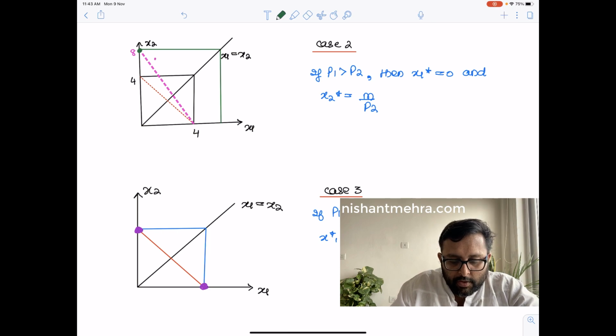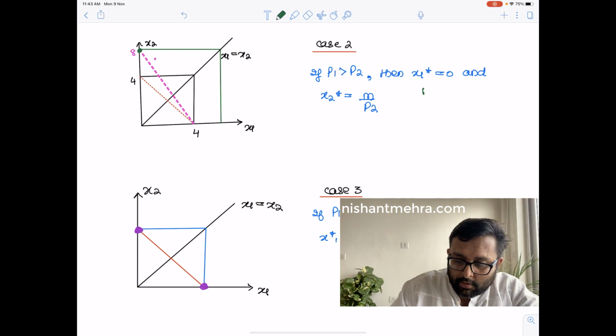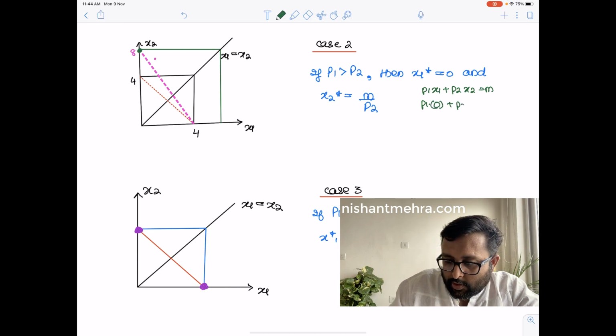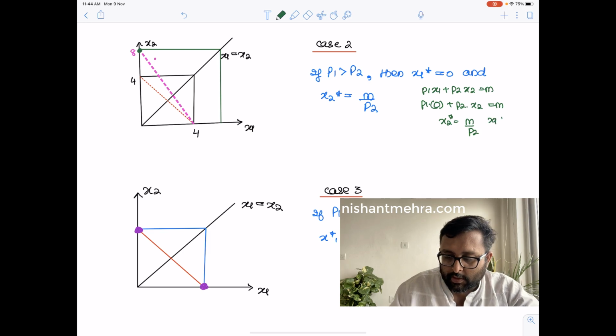You're consuming only x2. Note that I'm keeping track of the kinks, right? Your kinks are predefined. Kinks can only be at this line, which is the 45-degree line here, because it is x1 comma x2, right? So it is like this. So you'll be consuming where? Only x2. So it is what? P1x1 plus P2x2 equals m. You're not going to consume x1. You're going to consume only x2. Again, a corner solution.